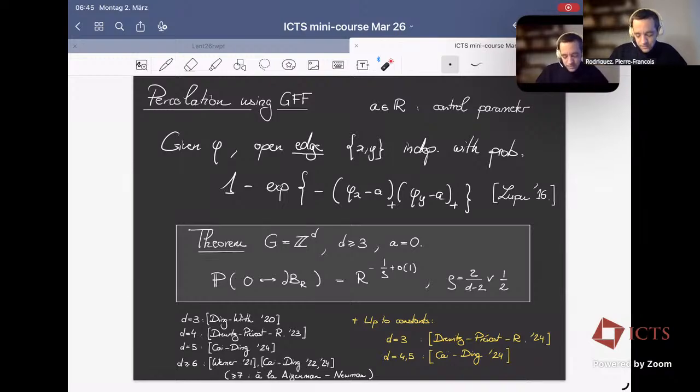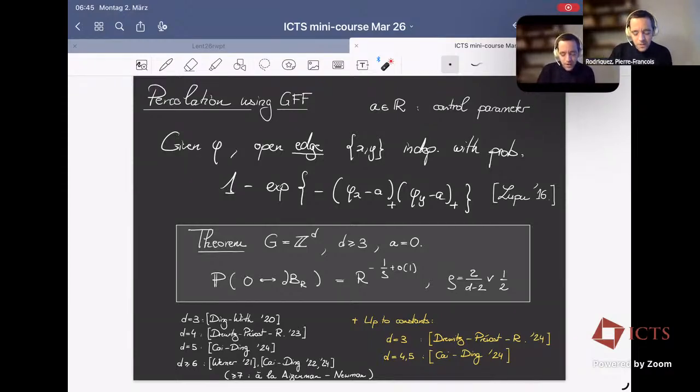So I still have a little bit of time. Do I? How long do I have? 5 minutes or something? Oh, you have 15 because we started 10 minutes late. Okay, perfect.